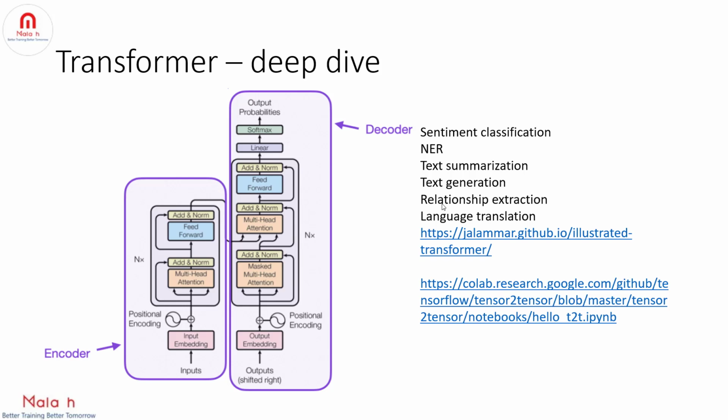The next example is language translation. For example, let's say you're trying to translate from English to Spanish. In this case, we need both encoder and decoder. One focuses on the source, that is English. The other one focuses on the target, that is Spanish. So we need both encoder and decoder, but we will deep dive into this. We will understand both encoder and decoder.